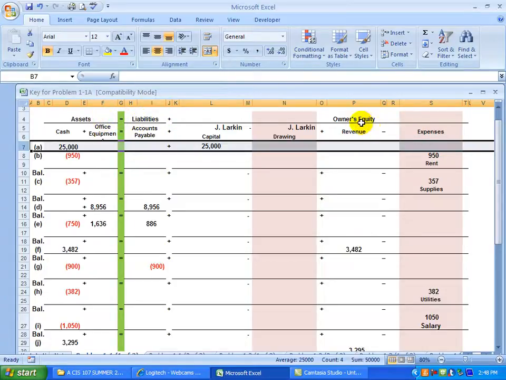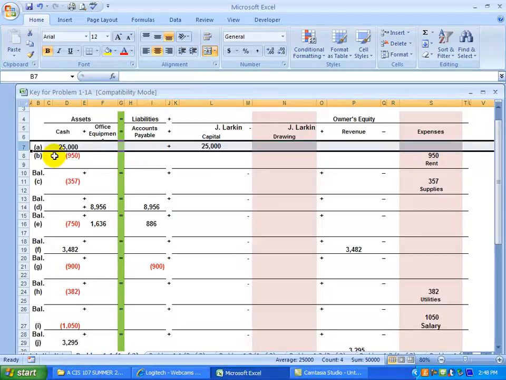The things that increase owner's equity would be capital, when investments are made, and revenue, when sales are made. Things that reduce the owner's equity would be drawing, things taken out for personal use, and expenses. But assets, whatever the assets are, equal the liabilities plus the owner's equity. So I put a green stripe here just so you know that the left and the right hand side of the equation have to balance.